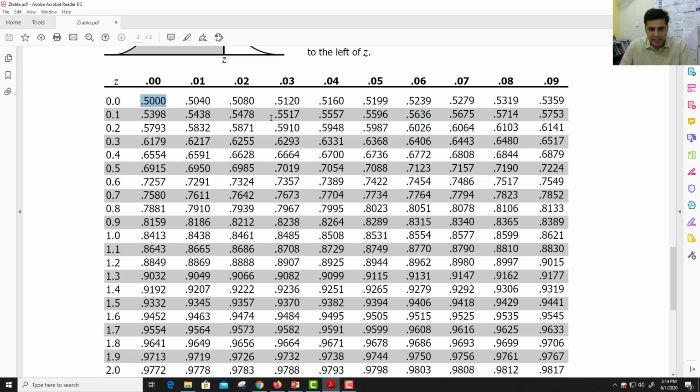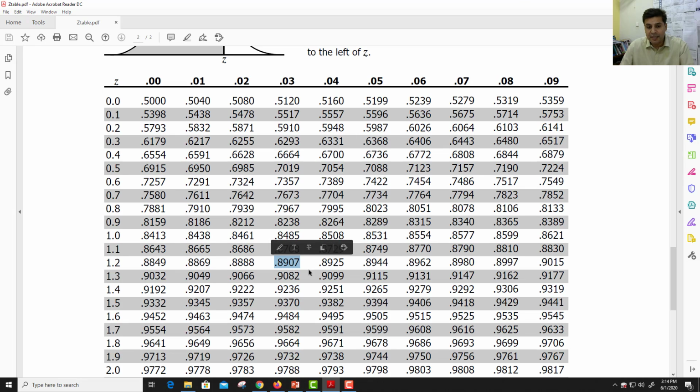This is the second decimal place. So 1.23 will be equal to 0.890. Please note this. This way you can easily calculate the area under a specific curve.